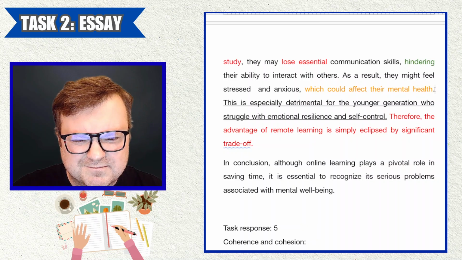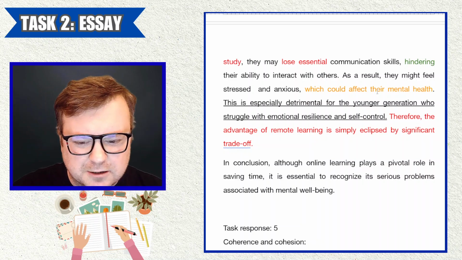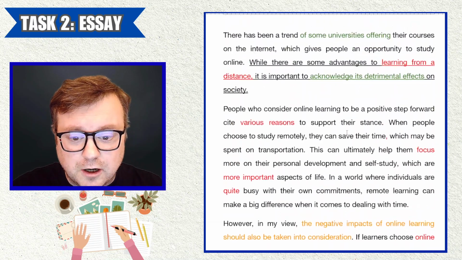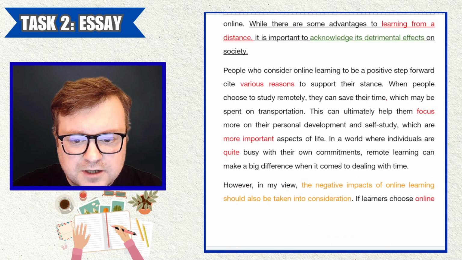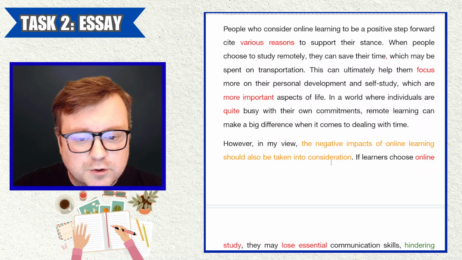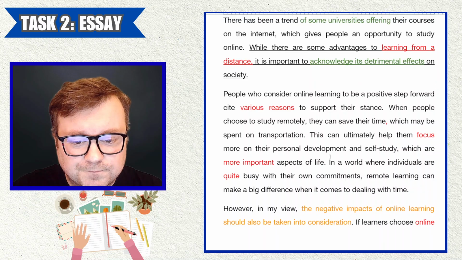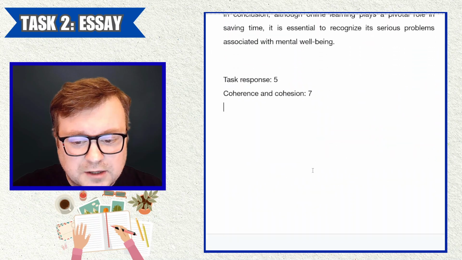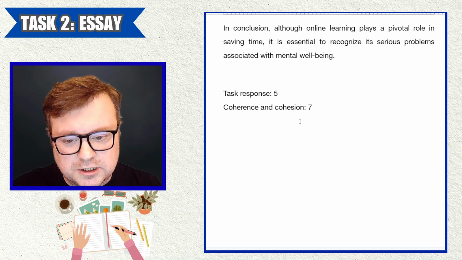I mean, the logical sequencing is there, but it's just a little bit too basic. But for me, coherence and cohesion 7. 4 paragraphs, from paragraph to paragraph, everything is linked nicely. There are cohesive devices in there, like linking terms, pronouns, determiners, things like this. So I do think there is enough coherence and cohesion for a 7, and you are certainly not far away from the 8.